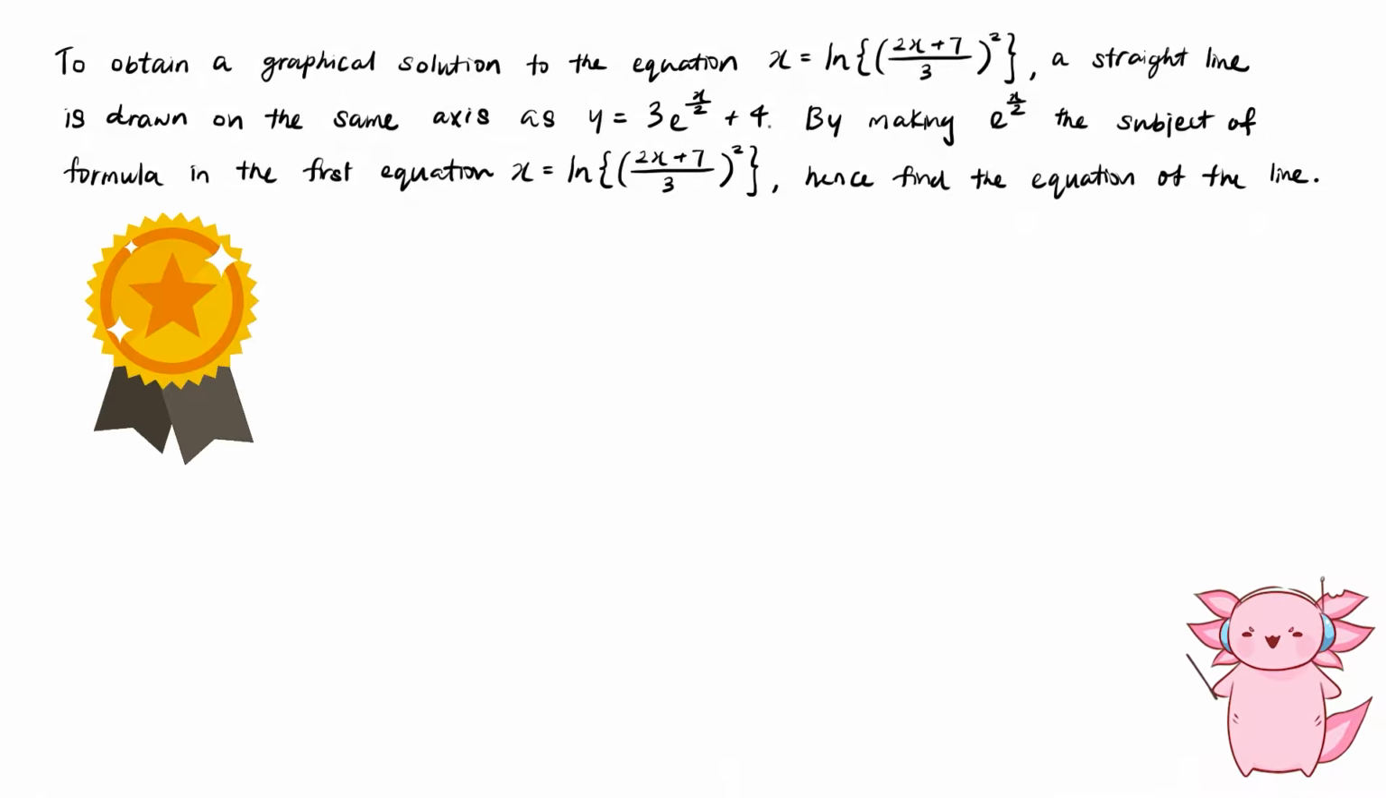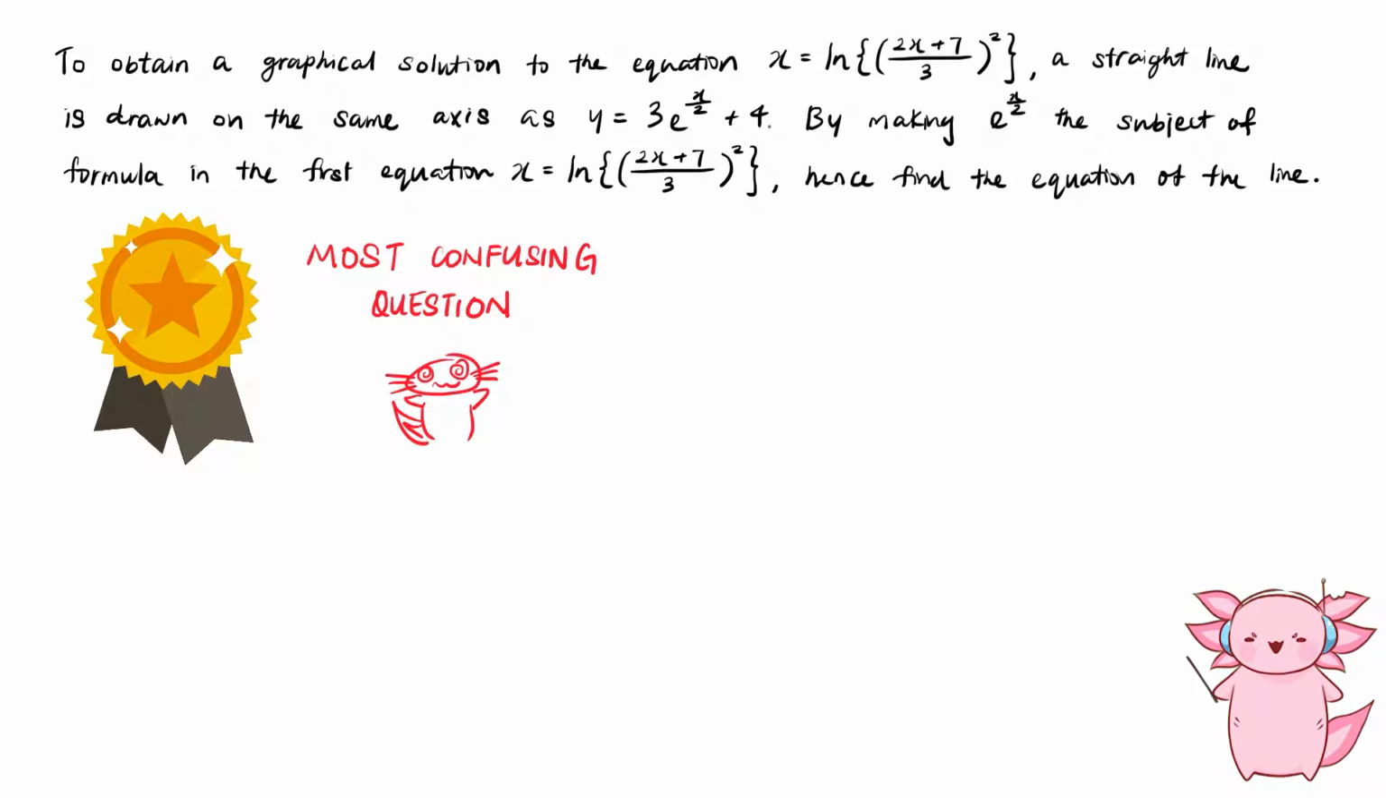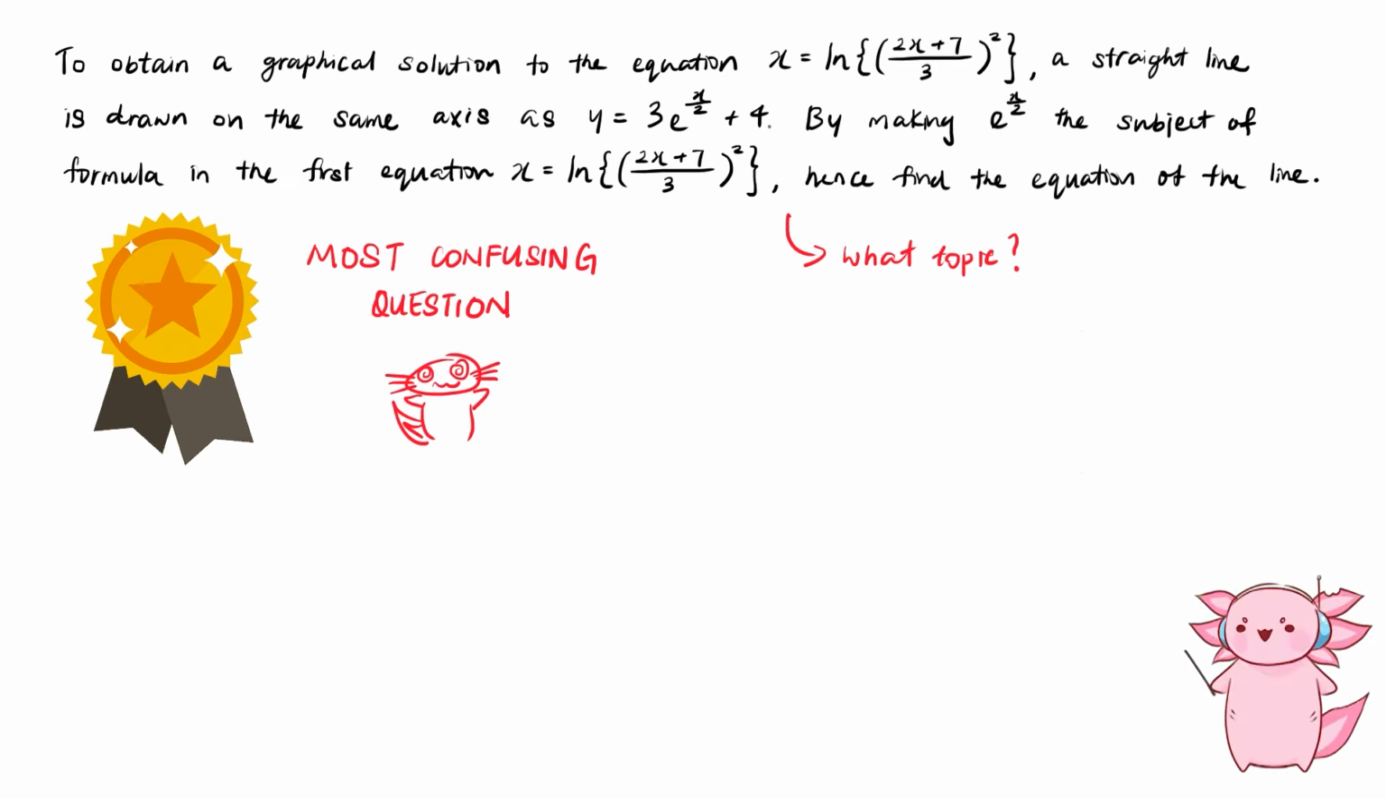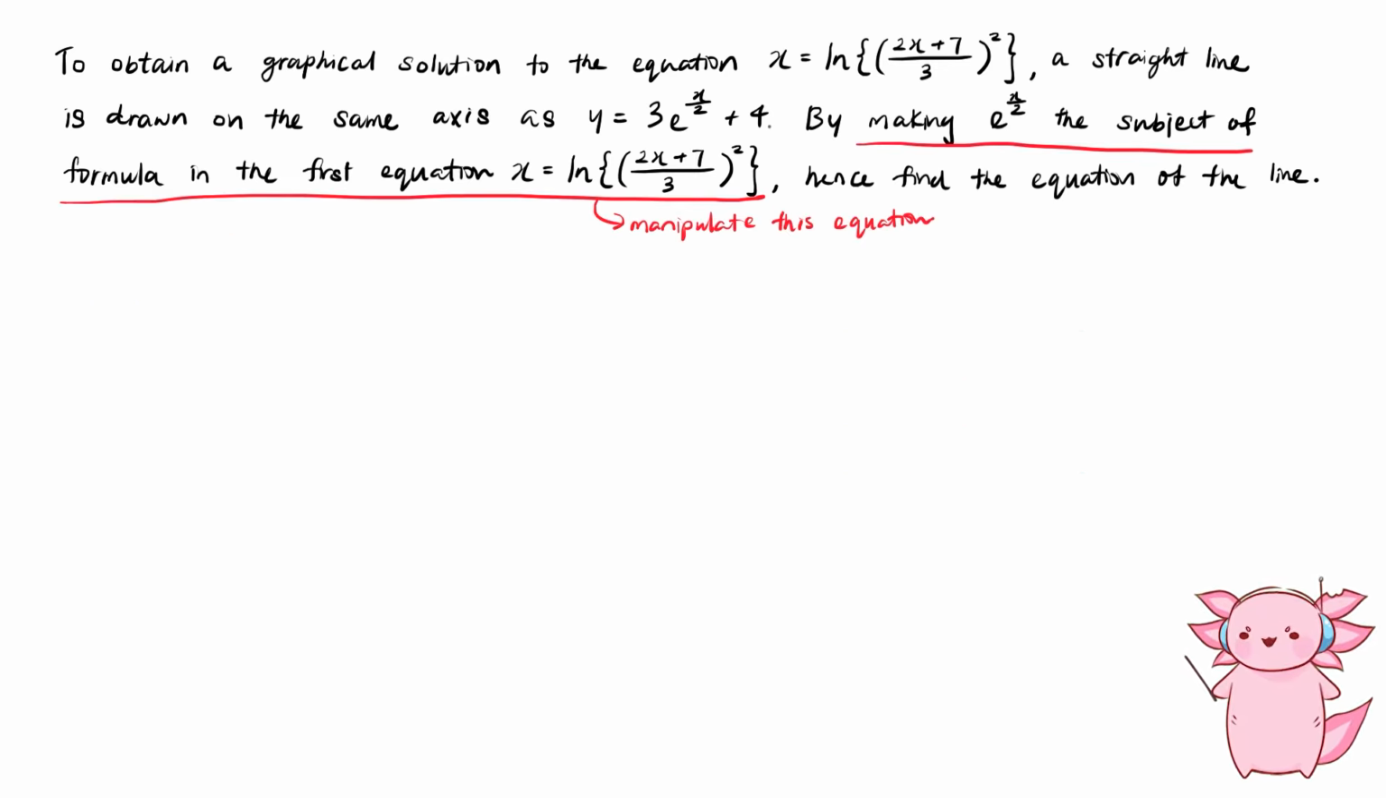This question has to get the award for the most confusing question in the entire TYS, because first looking at it, I was like, what topic even is this? We kind of know that we gotta manipulate this equation over here in order to sub it into the other equation by making e to the power of x over 2 the subject of the formula.